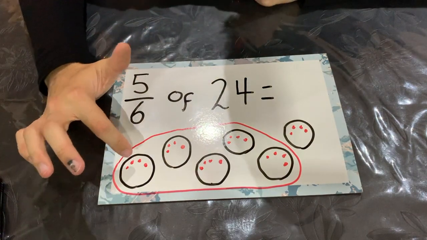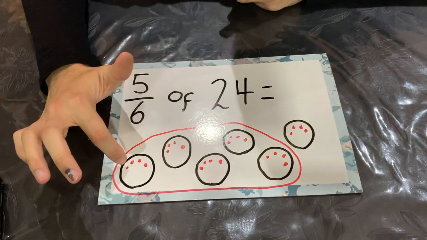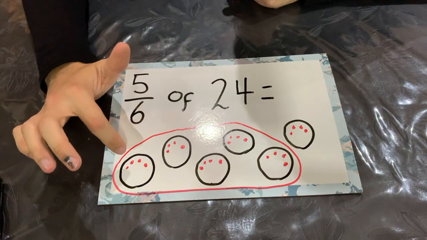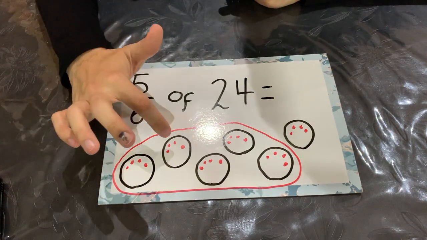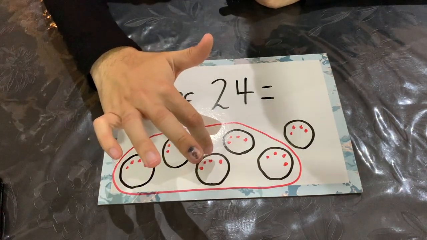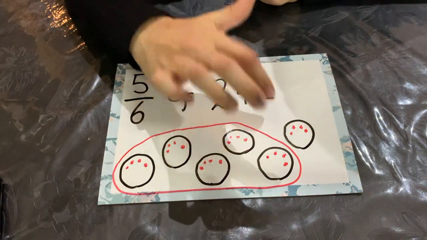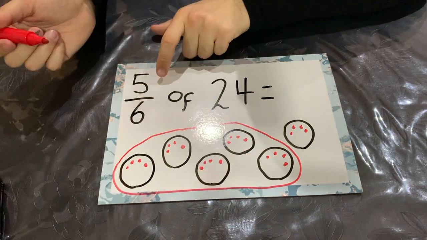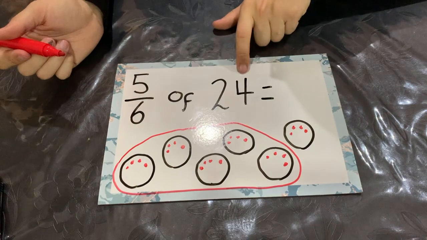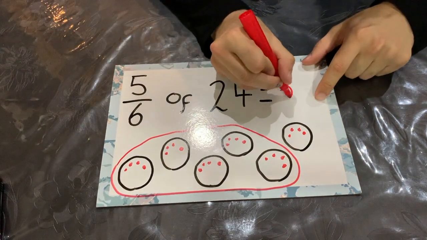So just like last time, I can see that there is 4 in each group. So I'm going to count in 4s. So I have 4, 8, 12, 16, 20. So I know that 5/6 of 24 is 20.